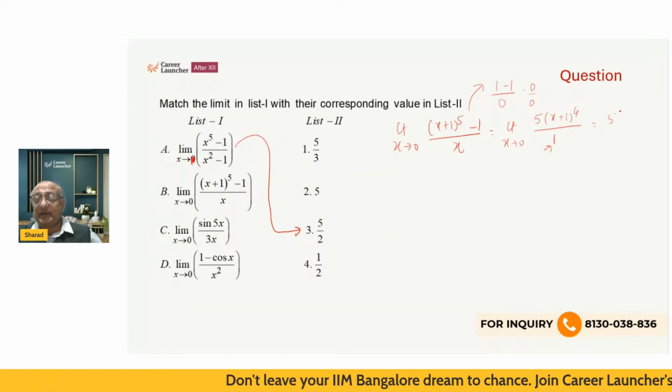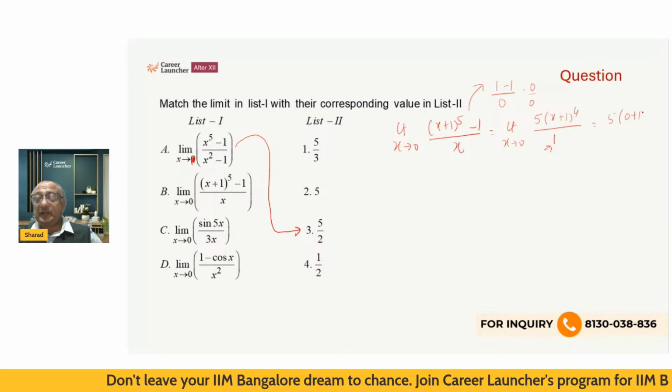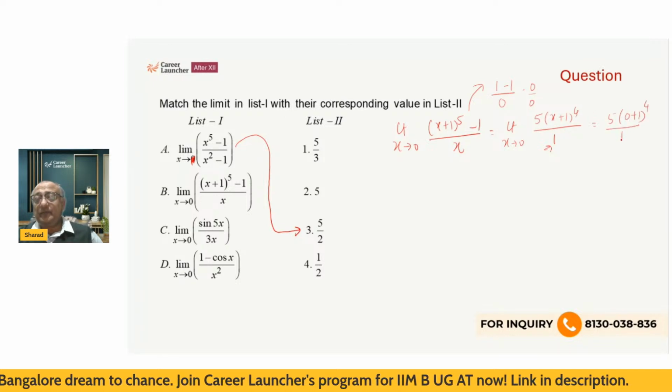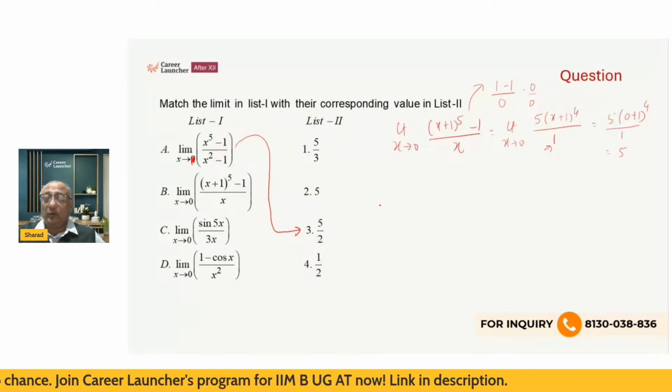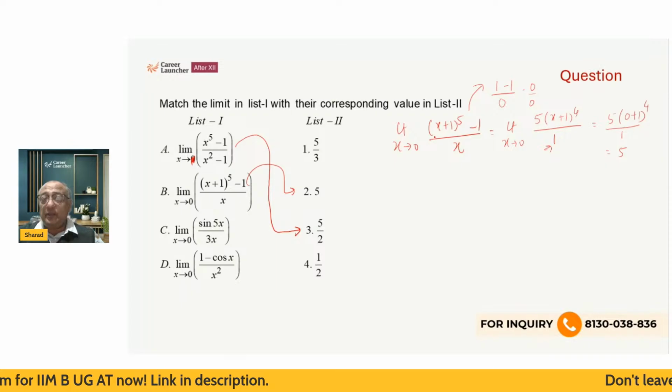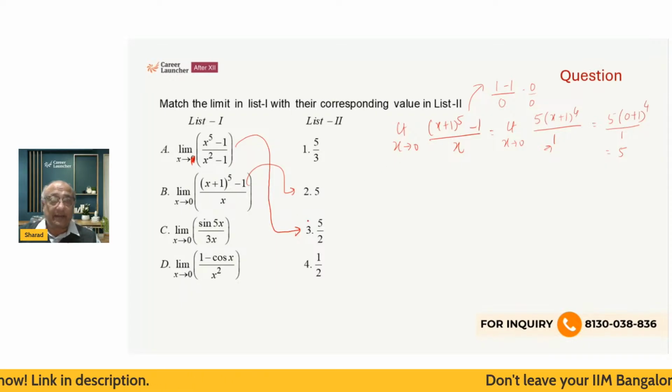What will be the answer? 5 into 0 plus 1, I'll put in place of x 0, raised to power 4, upon 1. You may write 1 or you can ignore 1. So the answer is 5. So the second answer is 5. So it is so simple. You don't have to expand it.